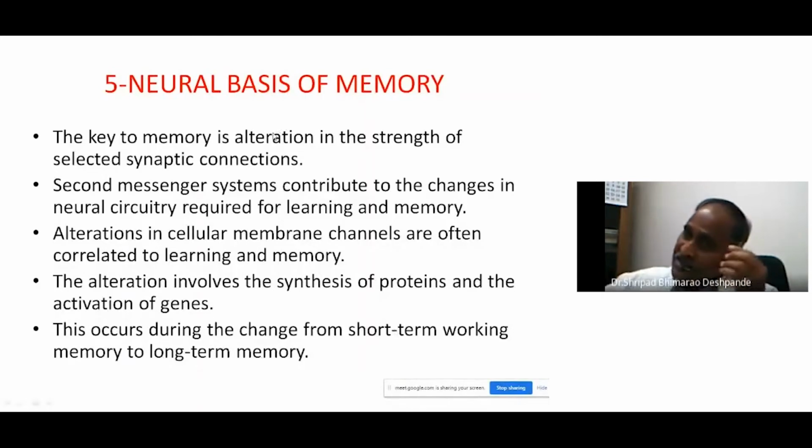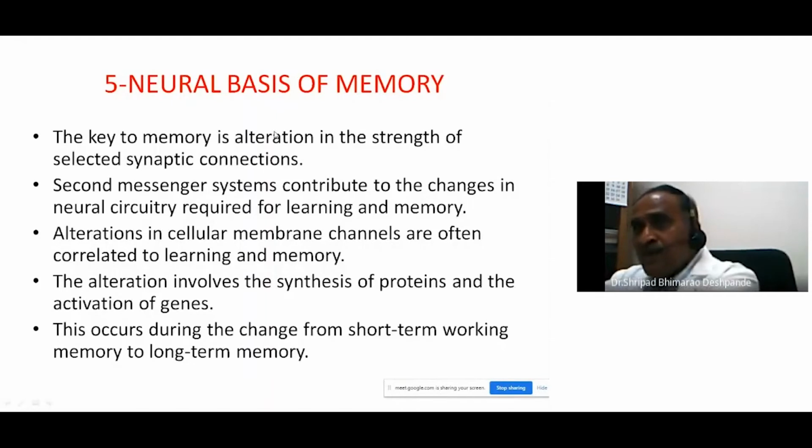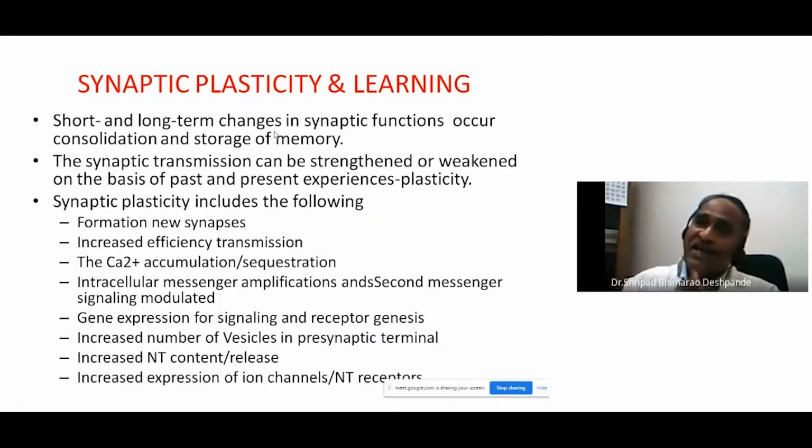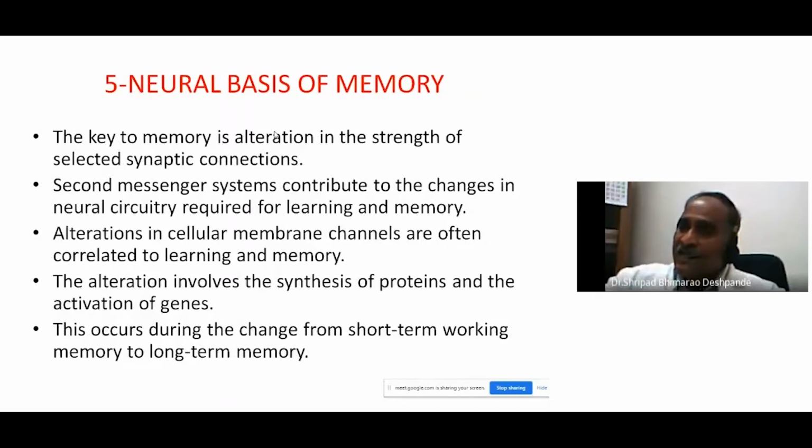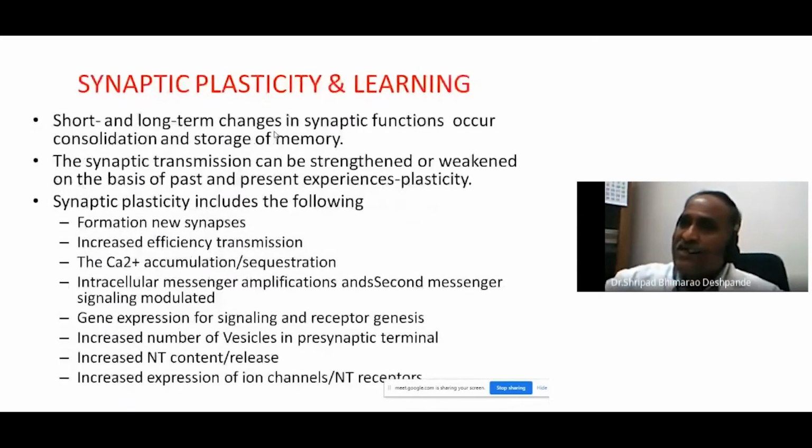That is the crux, the importance of the neural or molecular basis of memory formation. Now we move on. Whatever I mentioned in the previous slide can be placed in one or two words, like synaptic plasticity. Synaptic plasticity is the adaptation of the synapses for learning.